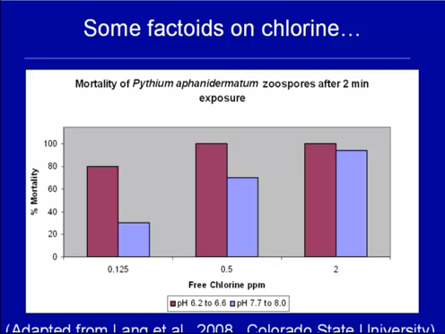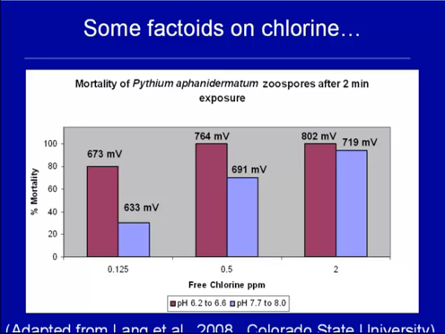Here's an example of some research from Colorado State University on chlorine. We're looking at free chlorine parts per million from 0.125 up to 2 parts. And in this experiment, they varied the pH of the water, which I keep coming back to as being very important for chlorine, where either it was acidified to 6.2 to 6.6, or the pH was at a higher level. And the mortality of a couple of different Pythium species, in this case Pythium aphanidermatum zoospores, was measured with different contact times, in this case 2 minutes.